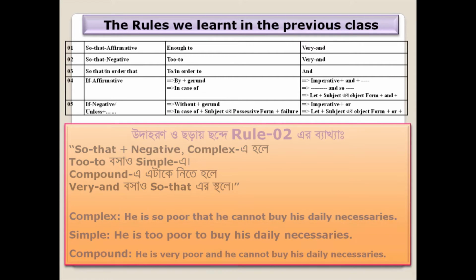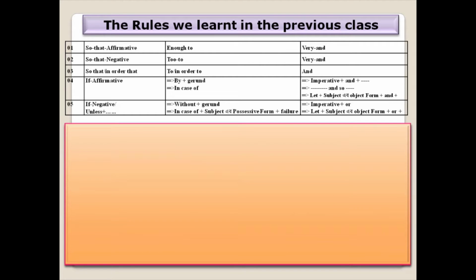Rules number 3. If there is so that or in order that in complex, you will have to use to or in order to. In complex to simple, you will have to use only and in compound.